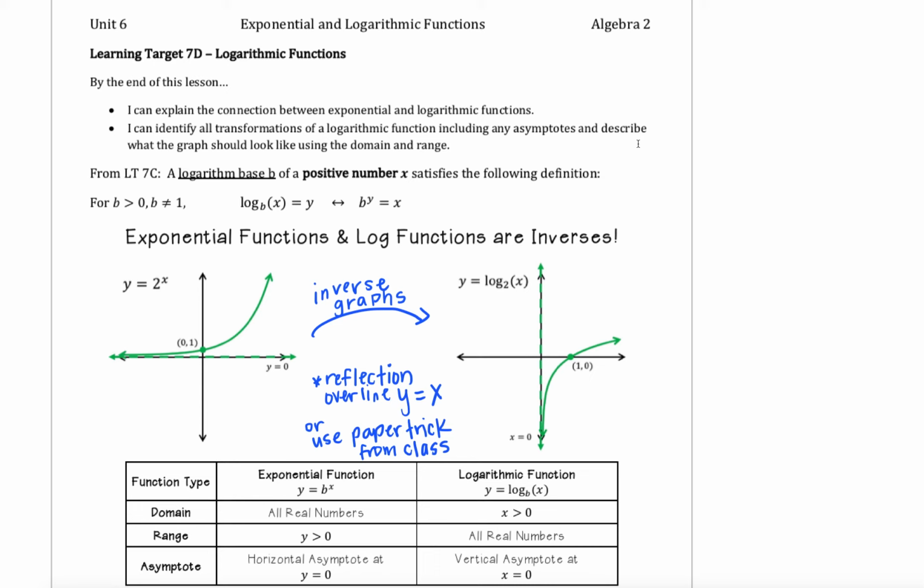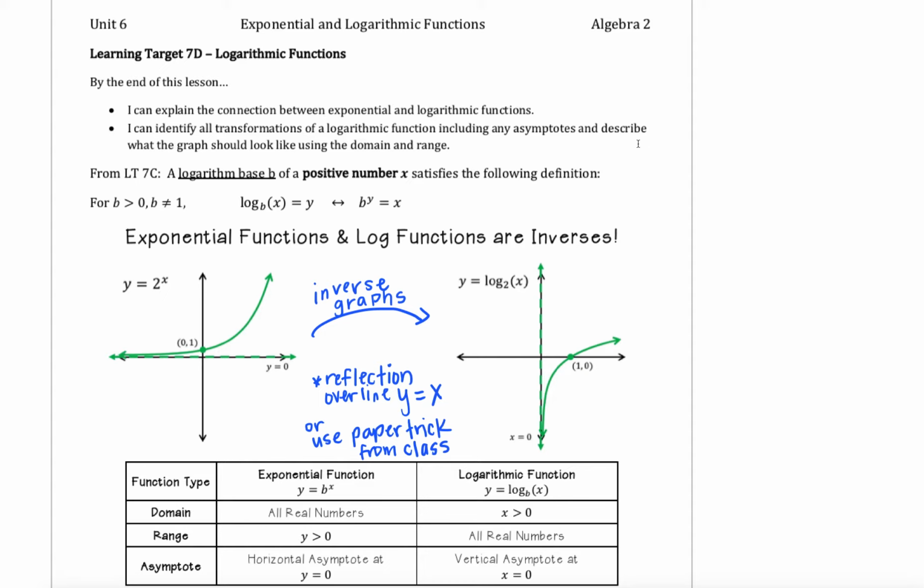We're going to talk about logarithmic functions and their graphs, and this is learning target 7D. By the end of this lesson, you will be able to explain the connection between an exponential and log function from a graph perspective. We will also talk about identifying all transformations for a logarithmic function, including any asymptotes, as well as describing what the graph would look like using the domain and the range.